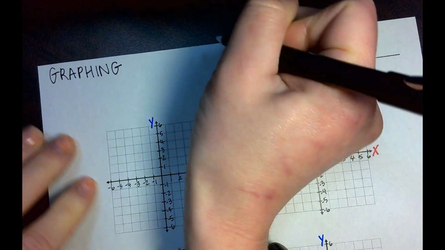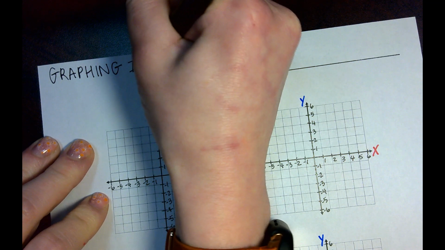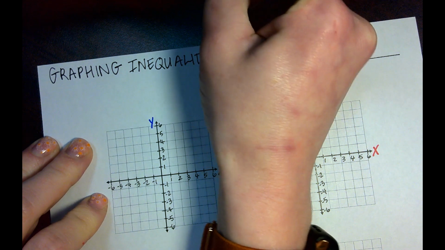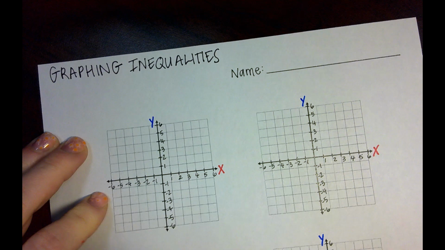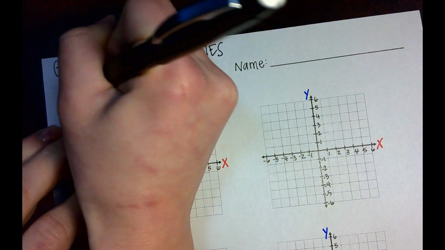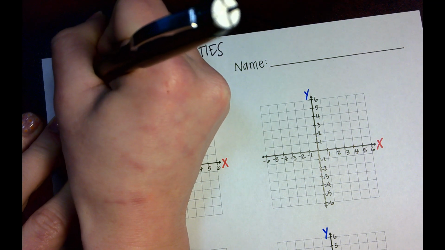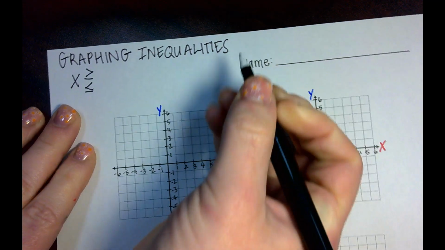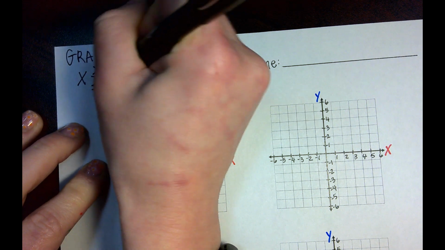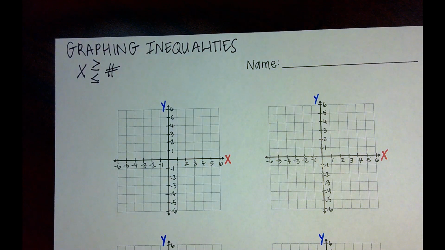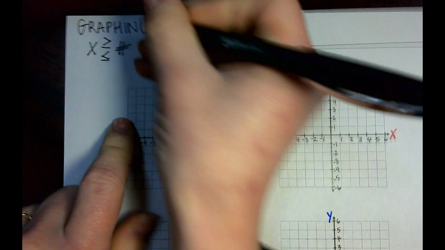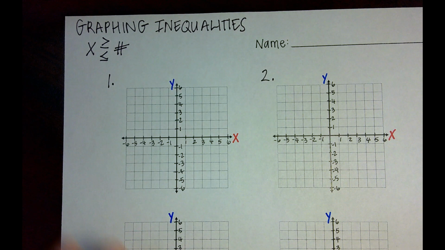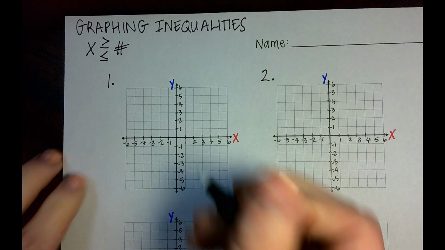Let's do graphing inequalities, where we're just given an x value. So x is greater than or equal to, or less than or equal to, or any of those, a number. I'm just going to write out a few problems, and you guys are welcome to copy these. We're going to run through a few together, and then I'm going to let you try some on your own.